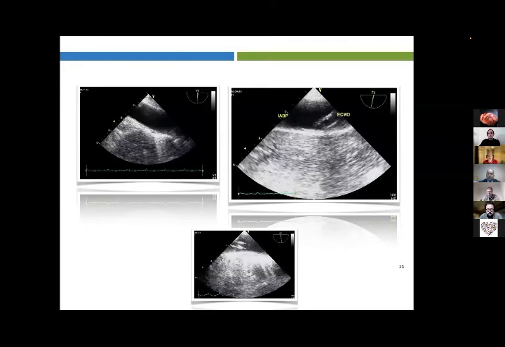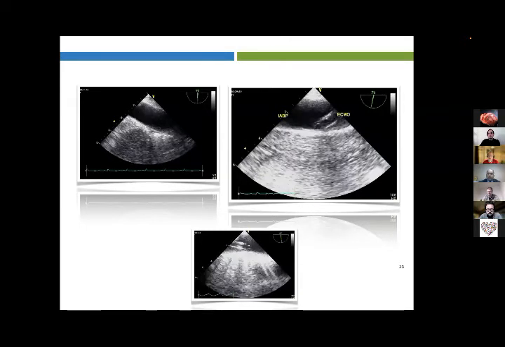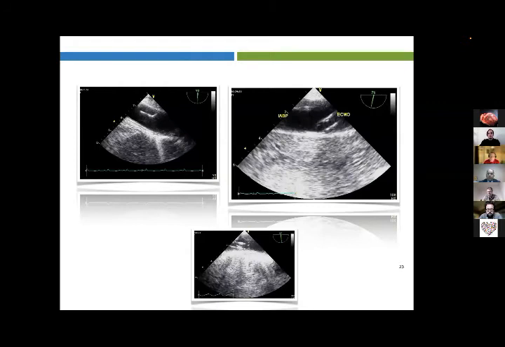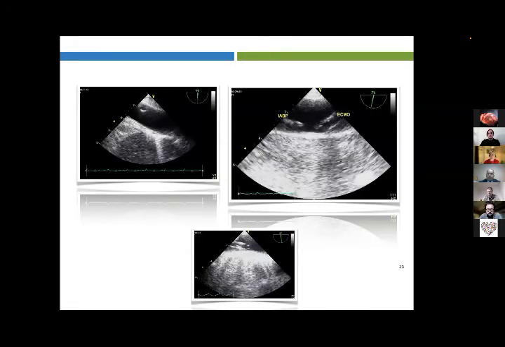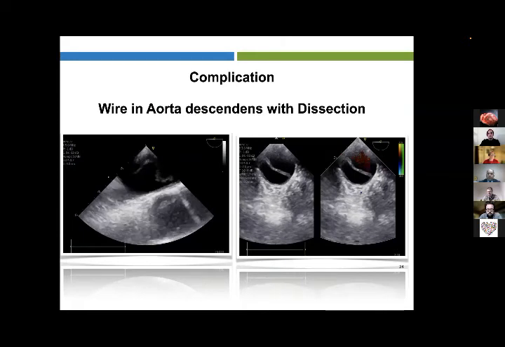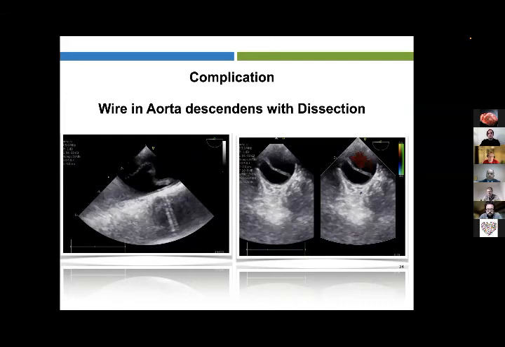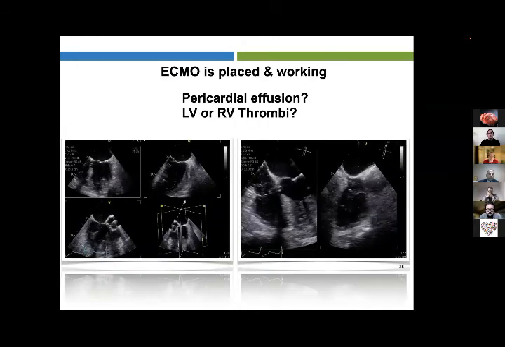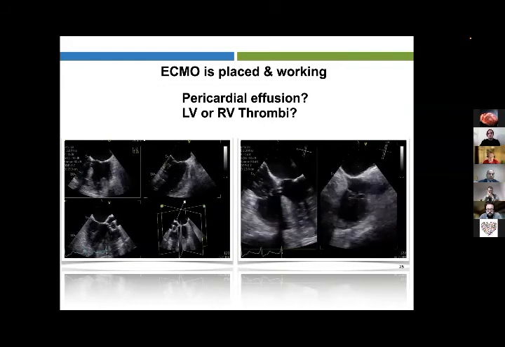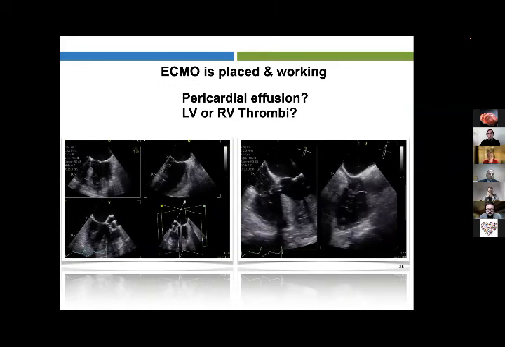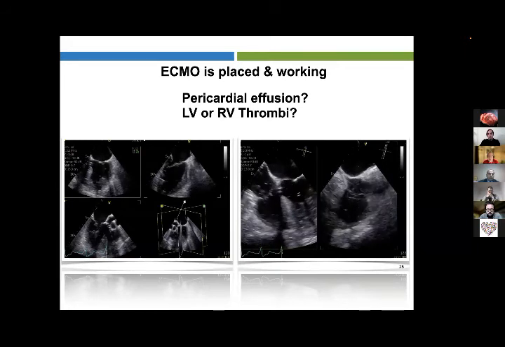And here's an example where the ECMO cannula is with the IABP in the descending aorta, and that would be one of the complications we do not want to see during implantation of VA ECMO: dissection of the descending aorta. This is an example on the left side. Before we placed the ECMO, you see a severely dysfunctioning left ventricle. It's cardiogenic shock. And on the right side, the ECMO is placed and is working. And that's what I look for.